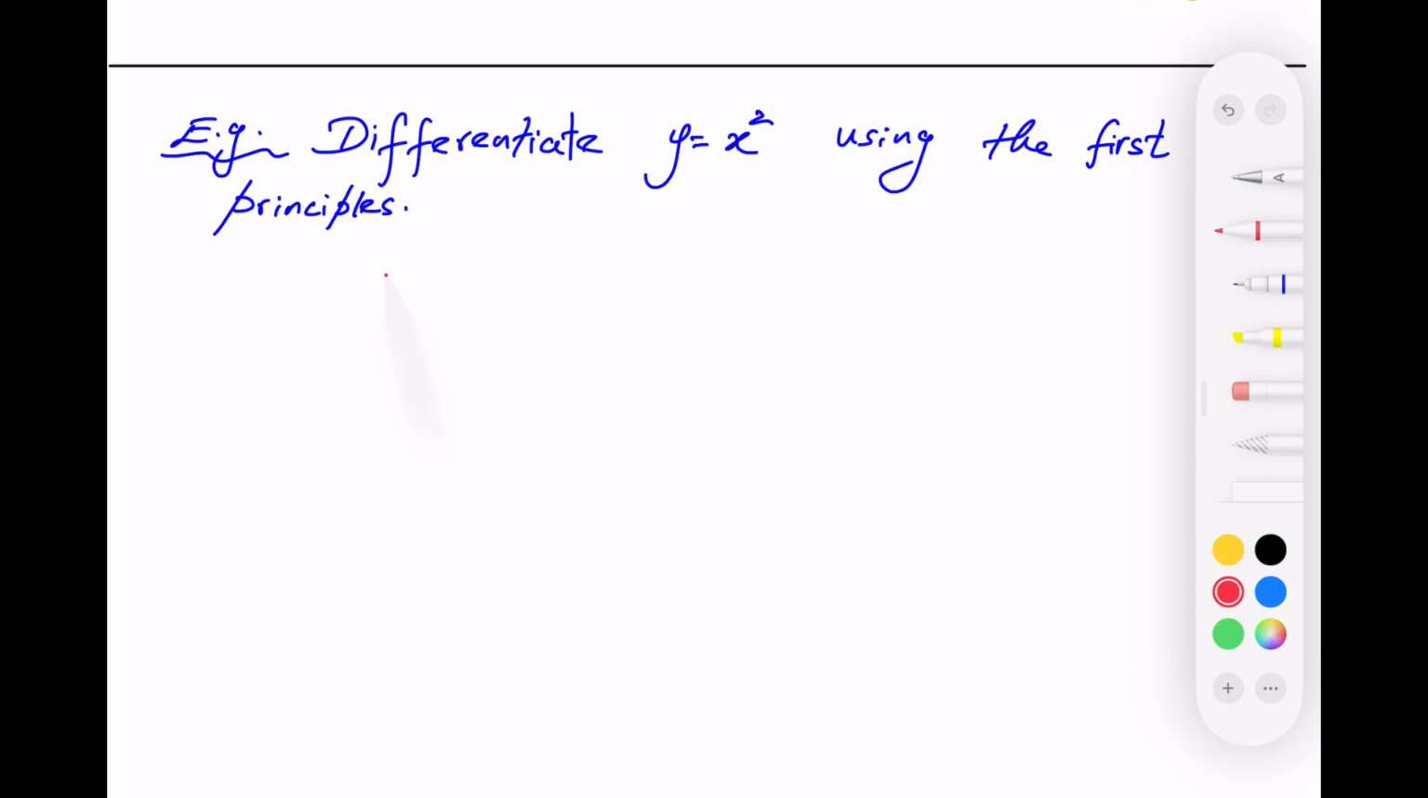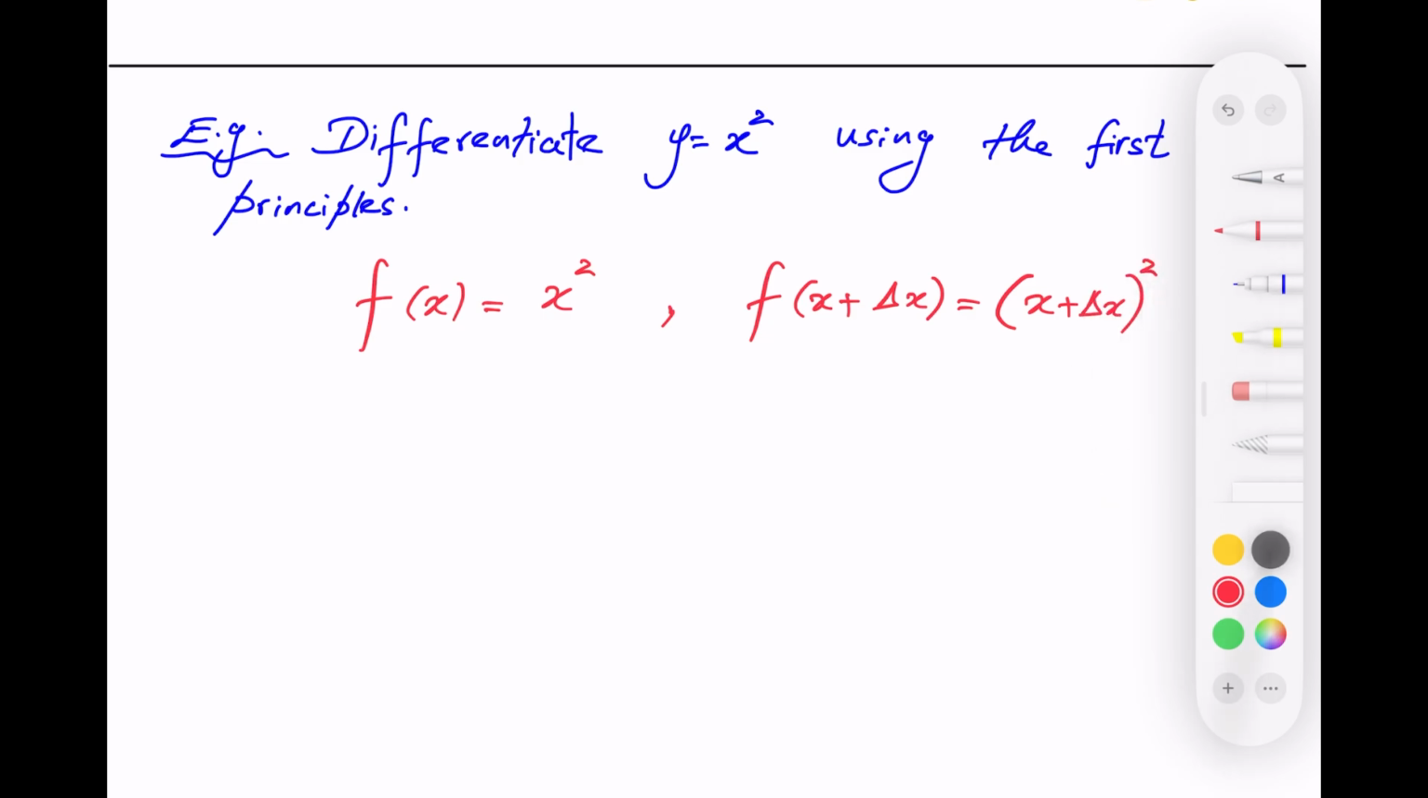Note that for this case, our f of x is x squared. We will also need f of x plus delta x if you are going to use the right hand differentiability, or if you are going to use the left hand differentiability, we will need f of x minus delta x. I personally prefer to use the right hand differentiability. Therefore, I'm going to write down f of x plus delta x. If your f of x is equal to x squared, what should be f of x plus delta x? That should be equal to x plus delta x, everything squared.